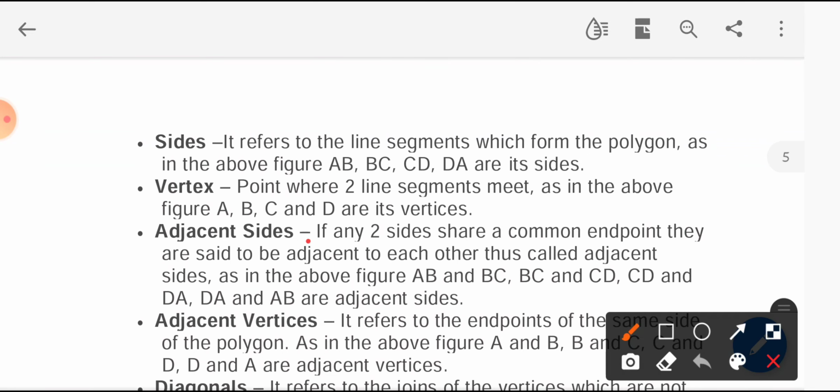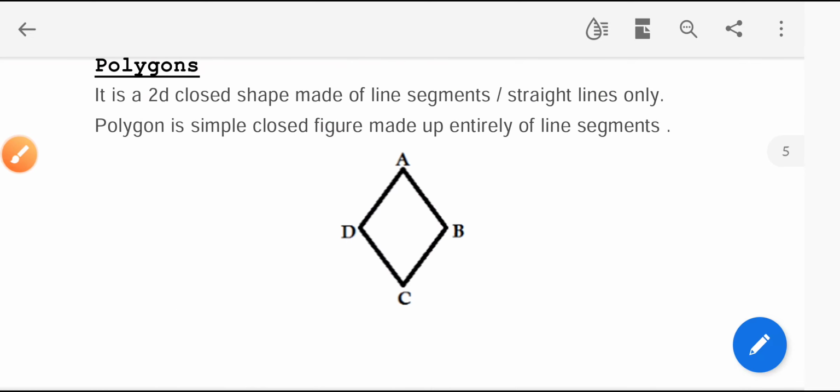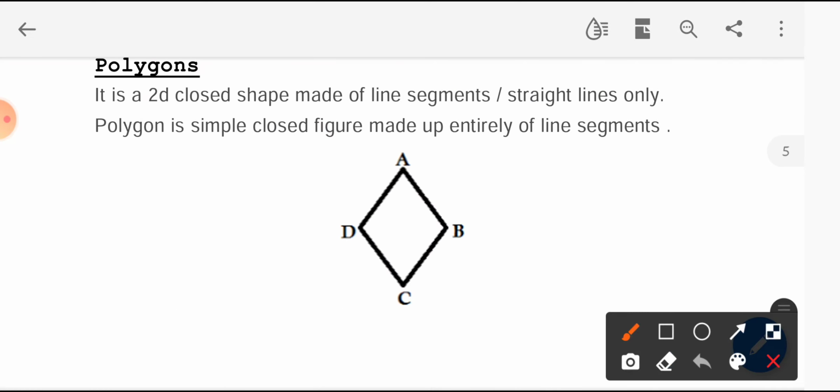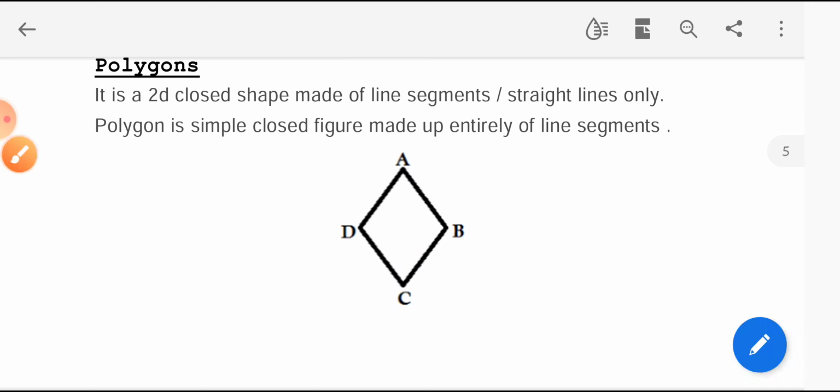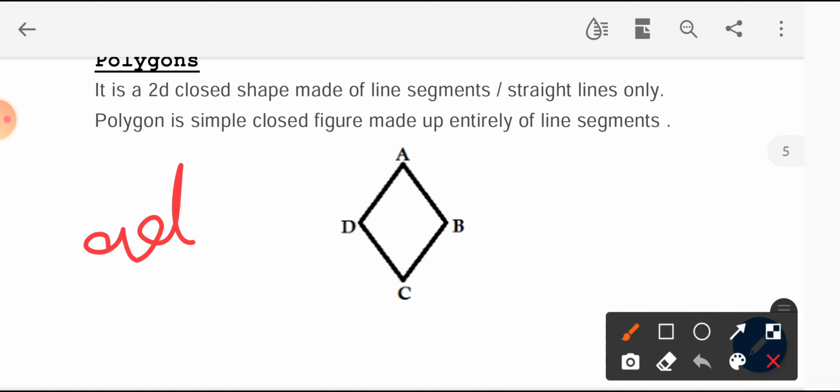Then adjacent sides. If any 2 sides share a common endpoint, they are said to be adjacent to each other, or these sides are known as adjacent sides, like AB and BC, BC and CD, CD and DA. See, what does adjacent sides mean? Where if any 2 line segments have a common point, like AB and BC, they are having a common point. Which point is common to both? B. So this AB or BC, these 2 sides are known as adjacent sides.